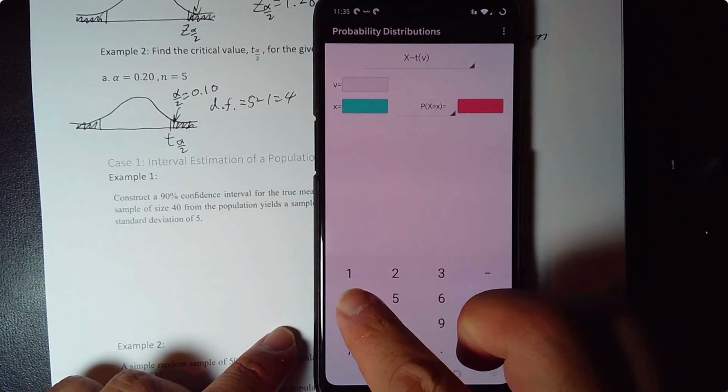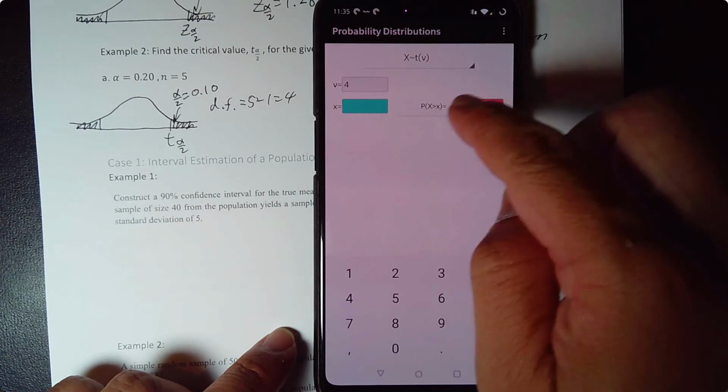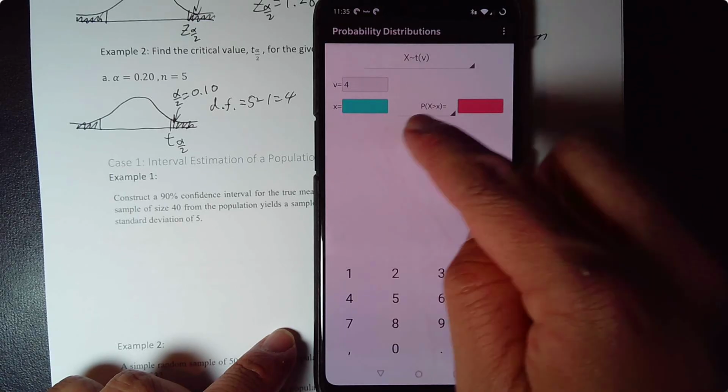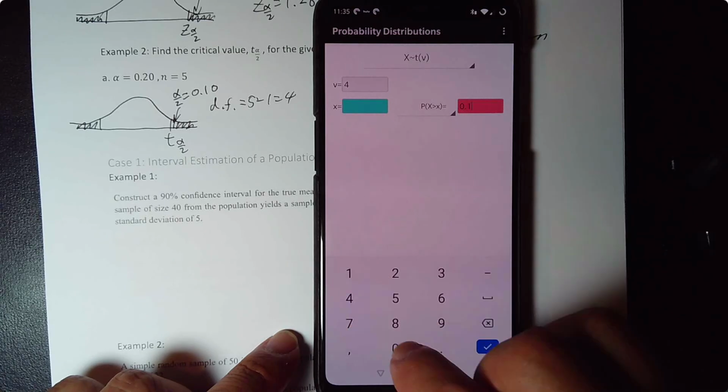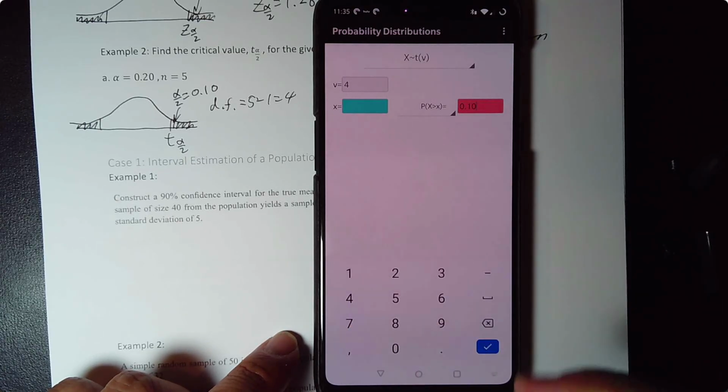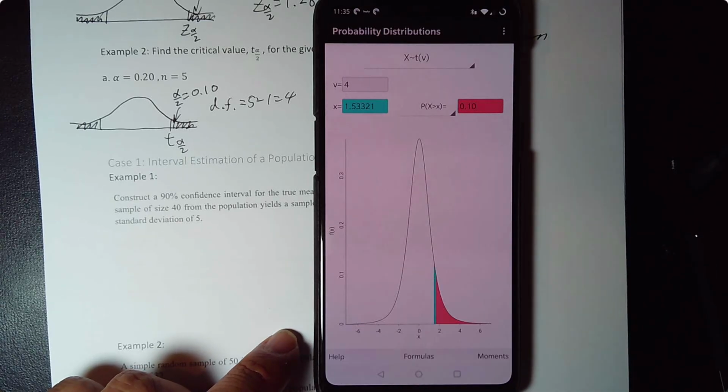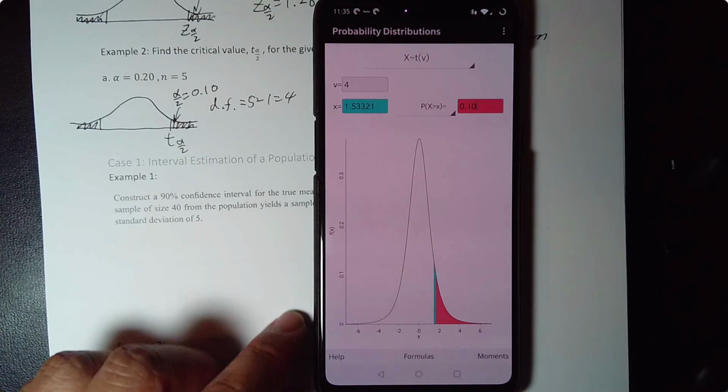And then I don't know x, that's what I'm looking for, but I do know the tail. The tail I want is 0.10, the area in the tail is 0.10, and hit enter, and voila, there we go. So that's my critical value.